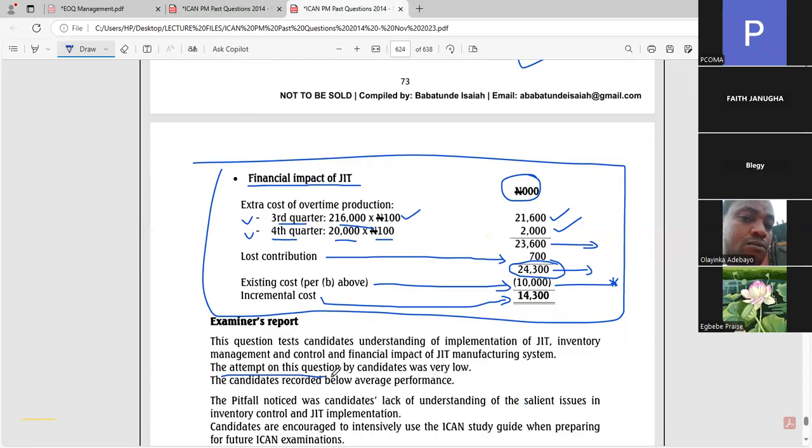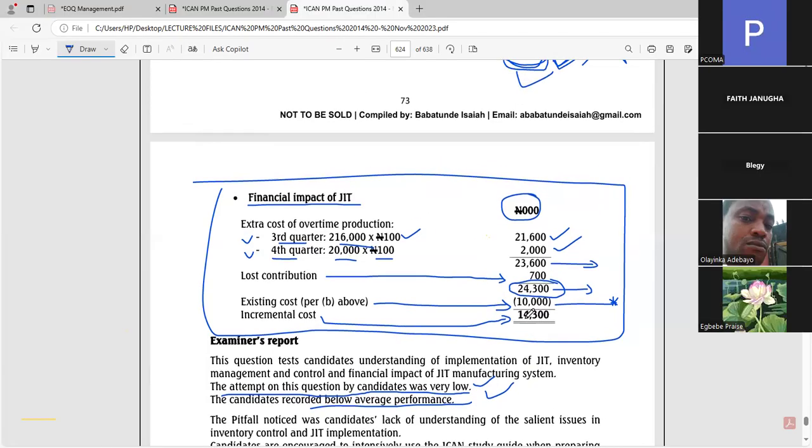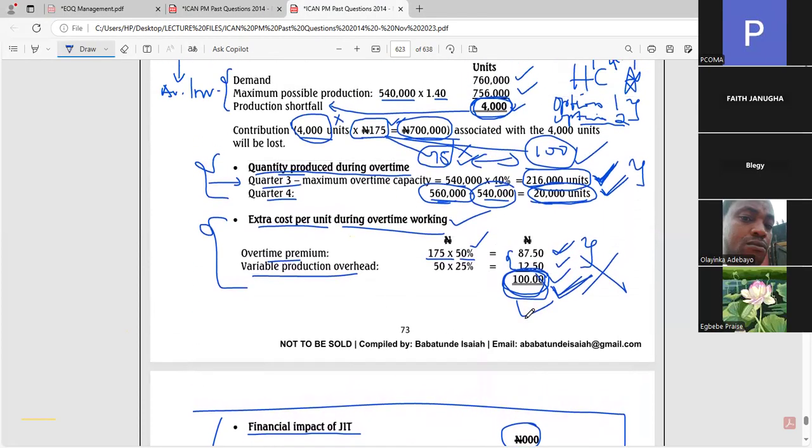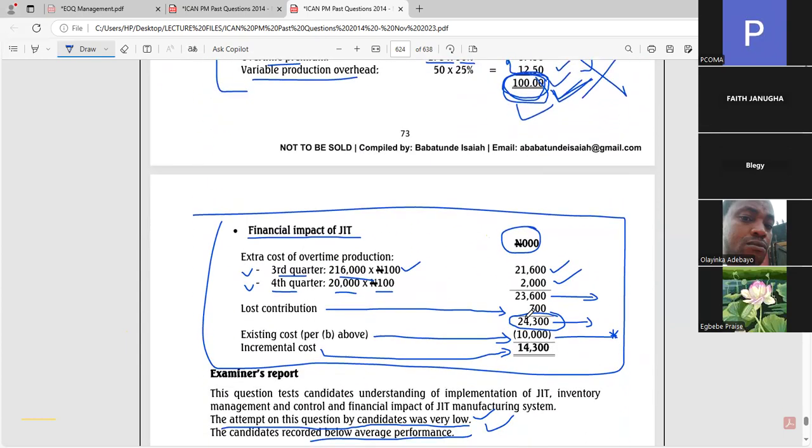The attempt on this question by candidates was very poor. The candidates recorded below-average performance. Why? Because I did not teach them. But if I had taught them, they would not have recorded low performance. Any question, please?